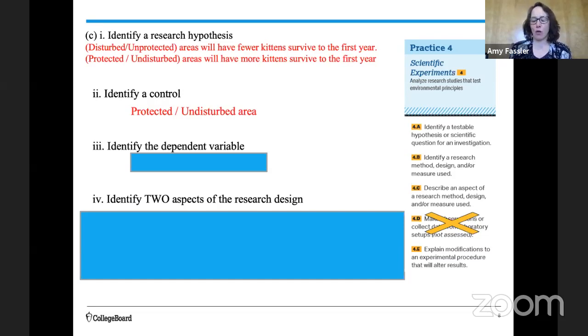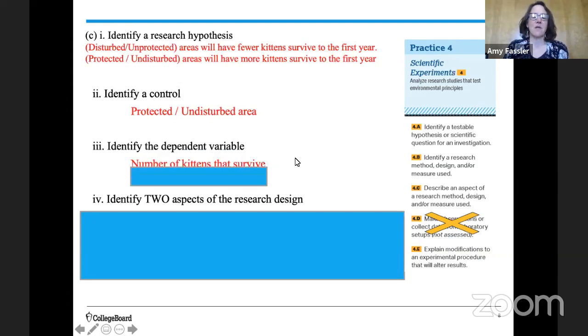Identify the control. I always remember to have a control that is not being subjected to that independent variable. If the question I'm asking is about unprotected or disturbed areas, I want to compare survivorship of kittens in a protected area as well to see if there's a difference. My dependent variable is the number of kittens that survive, which depends on whether they live in a protected or unprotected area.